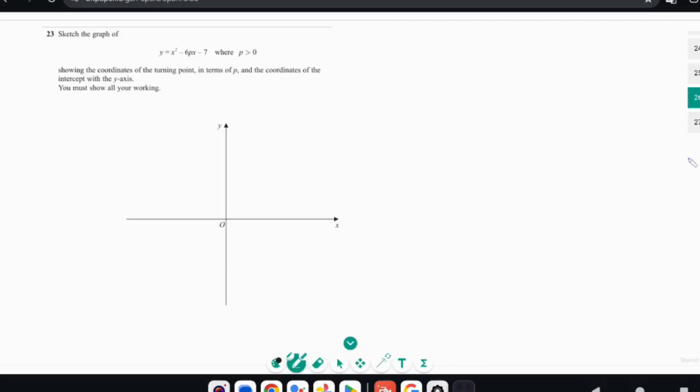Sketch the graph of y equals x squared minus 6px minus 7, showing the coordinates of the turning point in terms of p and the coordinates of the intercept with the y-axis. You must show your working out. So the intercept with the y-axis will be minus 7 because it crosses the y-axis when x is 0.